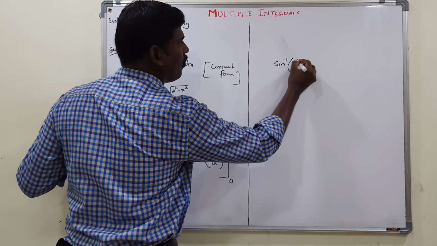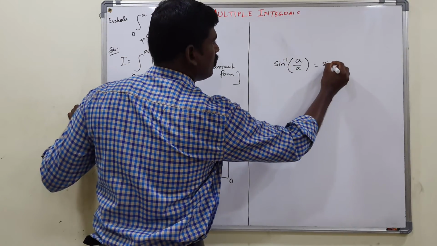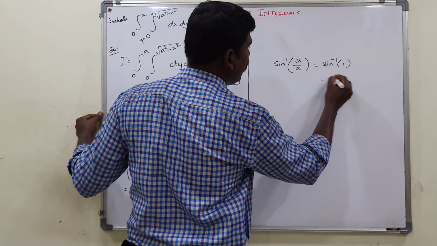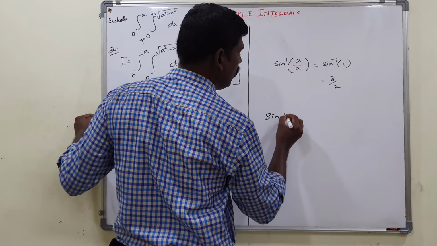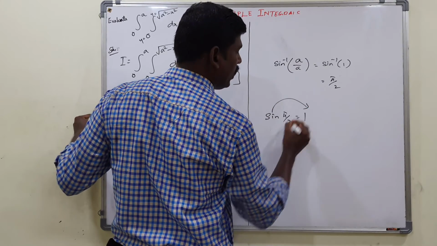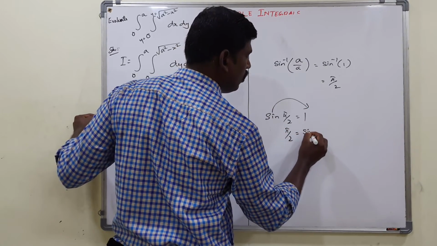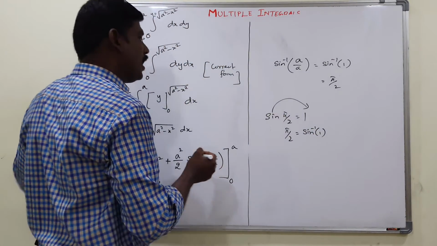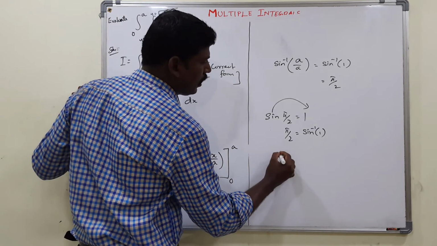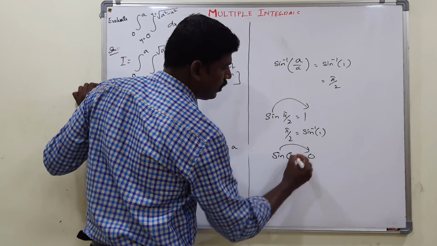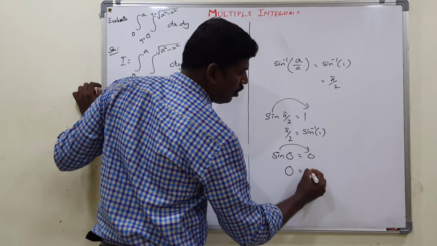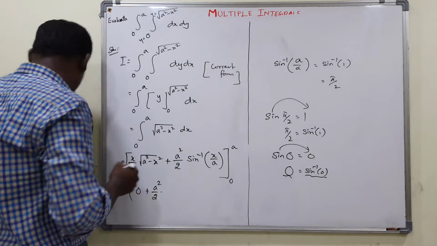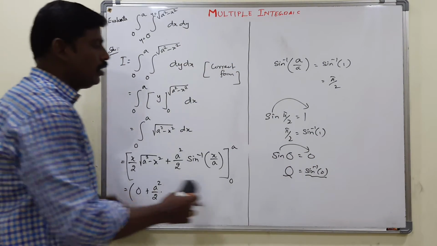Sine inverse of a by a. That is equal to what? Sine inverse of 1. What is sine inverse of 1? Already I told you. Sine inverse of 1 is equal to pi by 2. Why? Sine 90 is equal to 1. Take the sine to the right hand side. So pi by 2 is equal to sine inverse of 1. Okay. So sine inverse of 1 is the angle. So that is equal to pi by 2. Same like that, sine 0 equal to 0. Take the sine to the right hand side. So 0 equal to sine inverse of 0. So sine inverse of 0 equal to 0. Sine inverse of 1 is equal to pi by 2. So now I am going to apply these two results here.